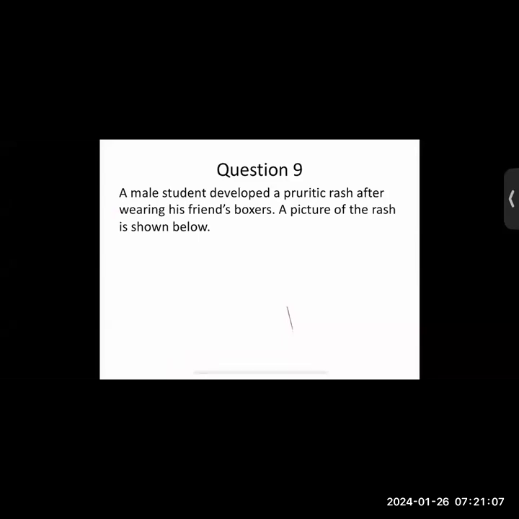A male student, are you with me, please? We are with you, sir. We can hear you. So, a male student developed a pruritic rash after wearing his friend's boxers, and a picture of the rash is shown below.